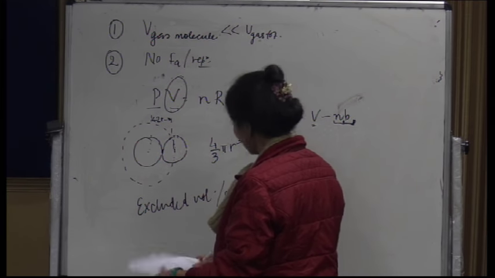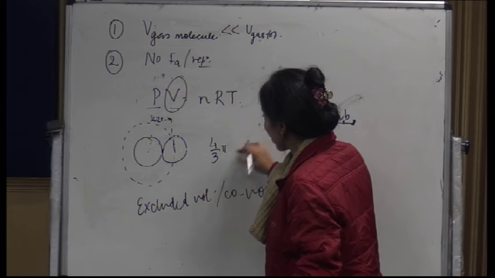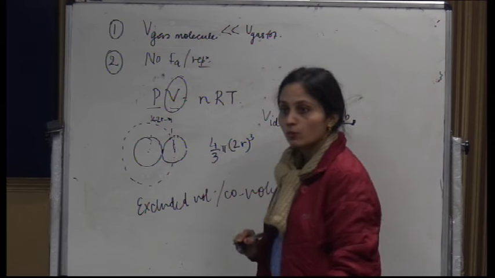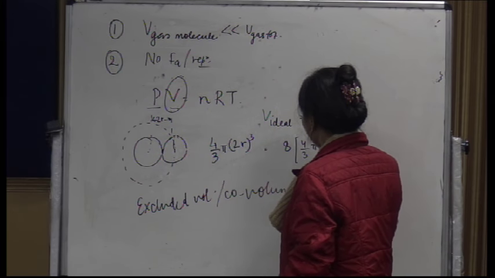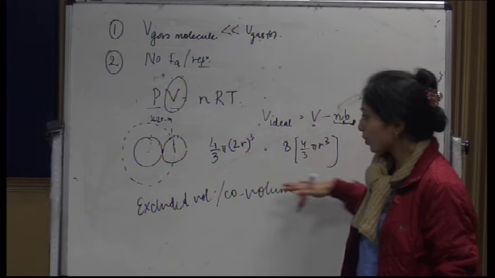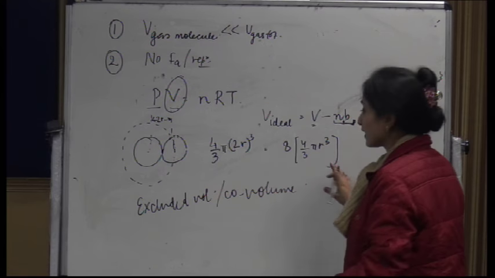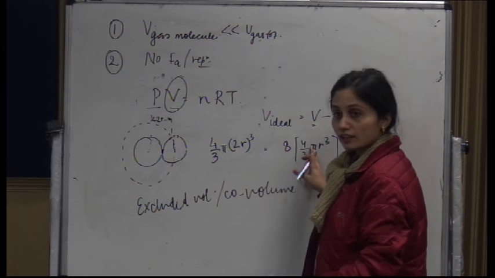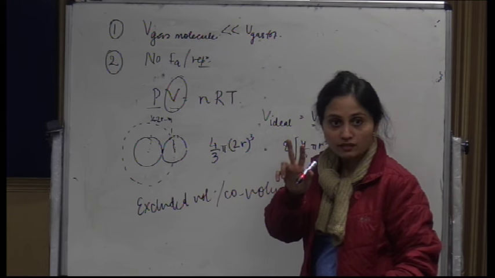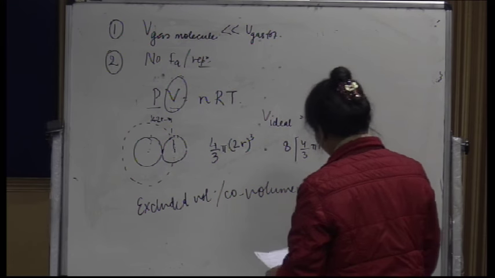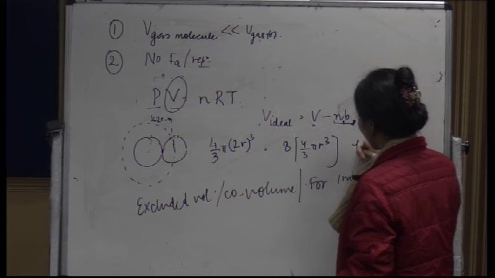Say for a molecule, it will be 4 by 3. What is the volume of the sphere? It will be 4 by 3 pi r cube. Here the radius is now 2r, whole cube. So that will be equal to 8 into 4 by 3 pi r cube. Clear with that? So the excluded co-volume per pair, because we are talking about a pair here, is equal to 8 into 4 by 3 pi r cube. Now this is per pair, meaning for two molecules. So for one molecule what will it be? For one molecule it will be half of this. This is for a pair.